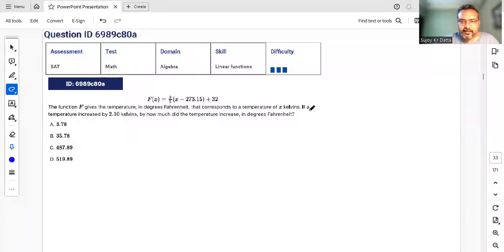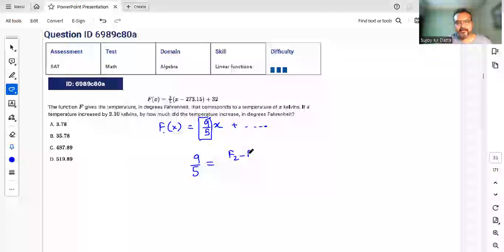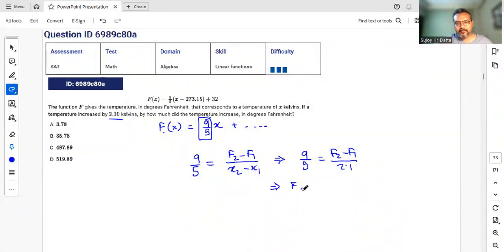So here we have Fahrenheit and Kelvin again. It's basically almost the same equation. Fahrenheit is, as we discussed last time as well, 9 over 5 times x plus some constant, which we are not really interested in. 9 over 5 is my slope, and the slope is change in Fahrenheit, F2 minus F1, over change in Kelvin, x2 minus x1. It is given that this is 2.1. So 9 over 5 is F2 minus F1 over 2.1. So the change in Fahrenheit, F2 minus F1, becomes 9 times 2.1 over 5, so that's approximately 18 over 5, which is approximately 3.6.